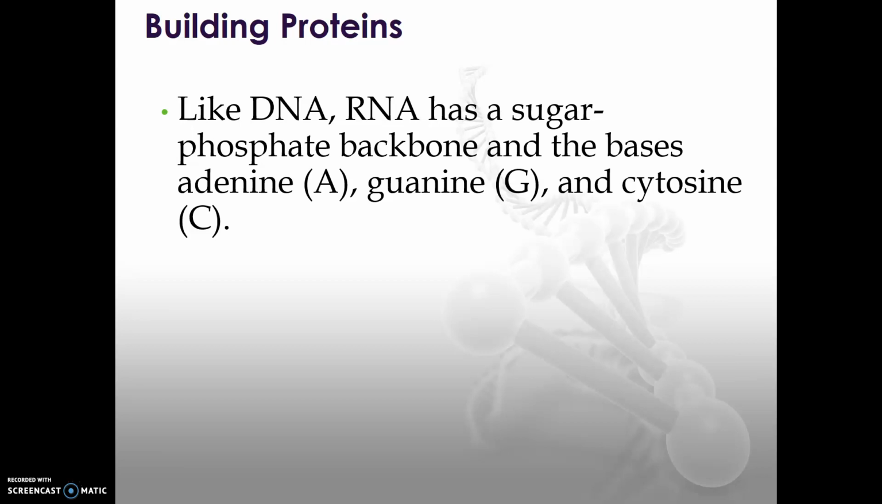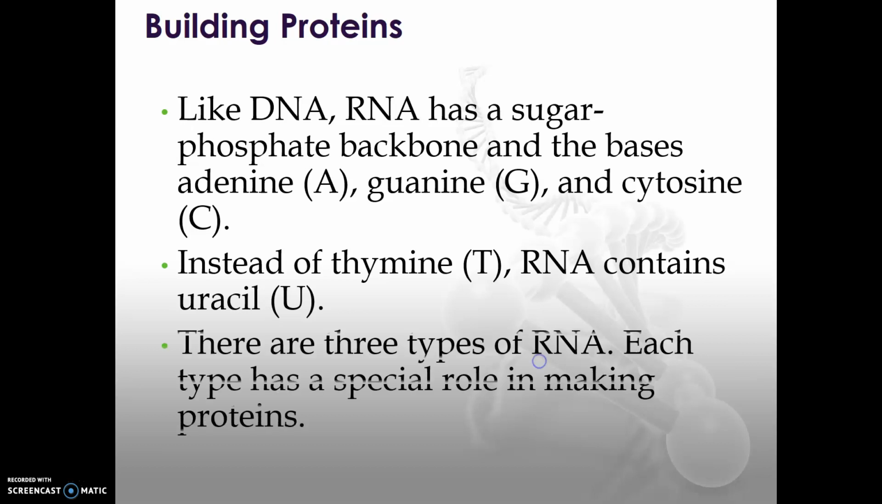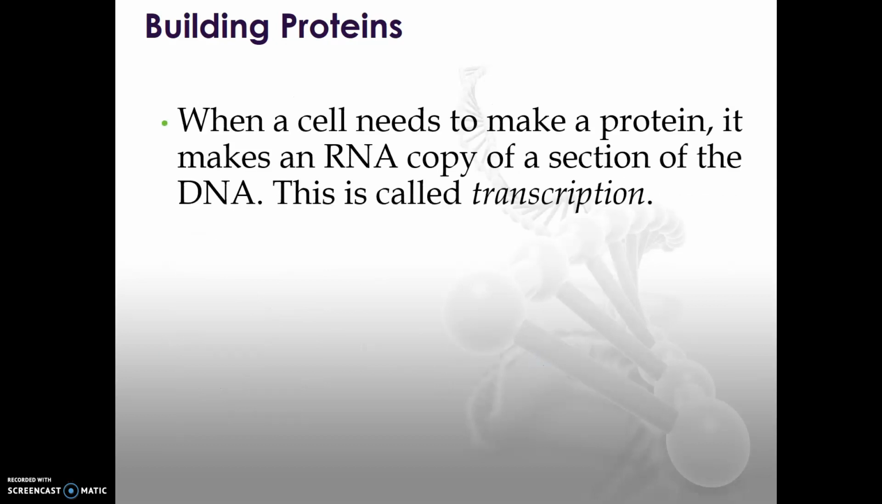Like DNA, RNA has a sugar phosphate backbone, and it has the bases adenine, guanine, cytosine. But instead of thymine, it has uracil. And there are three types of RNA. Each type has a special role in making those proteins. So, when a cell needs to make a protein, it makes an RNA copy of a section of the DNA.